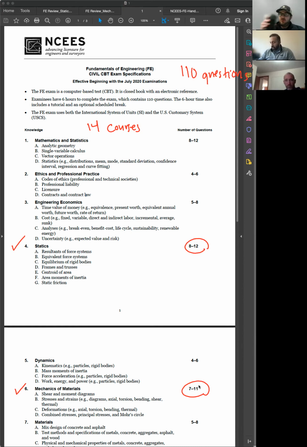I plugged in these numbers and did an overall calculation. The lower possibility is about 14% of the questions in your exam from these two topics, and it can go all the way to 21% out of 110 questions. In that scenario, it means 1 out of 5 questions would be about these topics. So it is quite important for you to be able to deal with these problems.